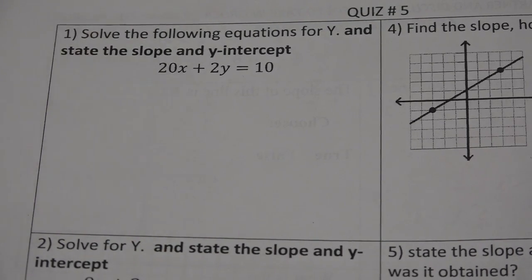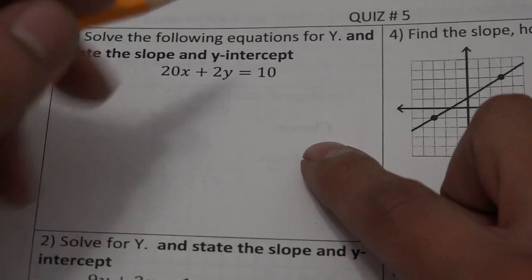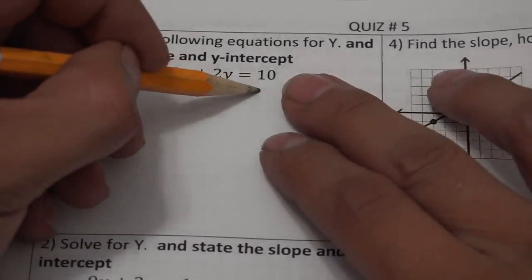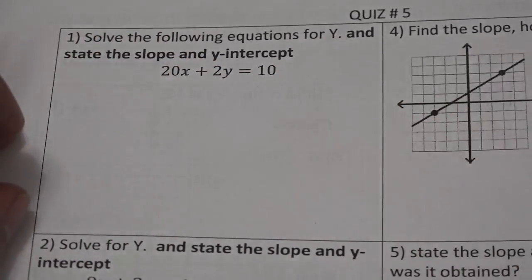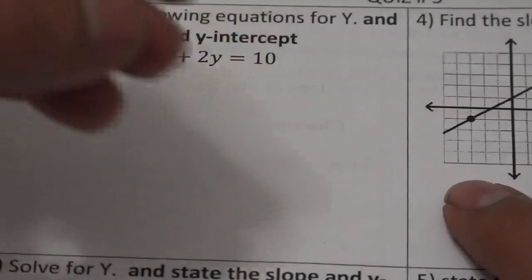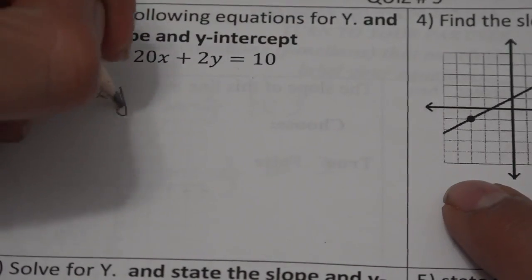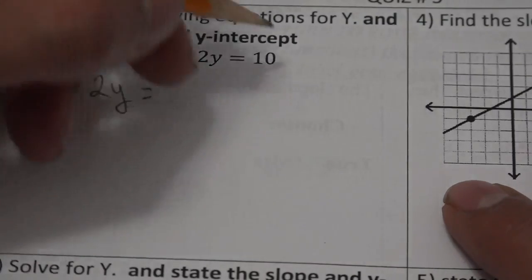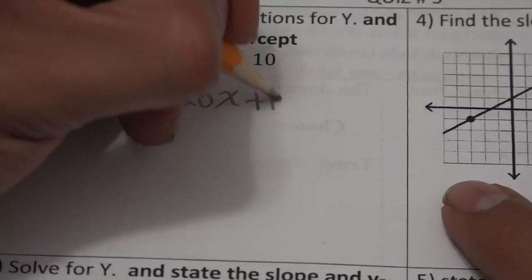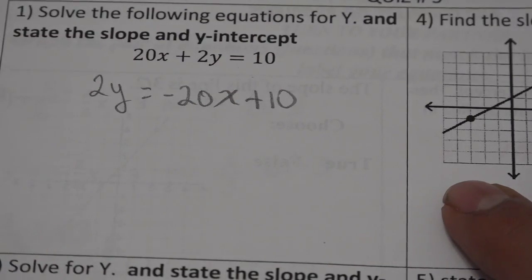All right, let me solve this for y. How do you solve for y? Get rid of the loose number, get rid of the x, and divide by the number on the y. Okay, so the loose number is already on the other side. So now I just gotta get rid of the x term. So now this is what? Negative 20x, right? And of course, I didn't do anything to the loose number, so it stays like that.